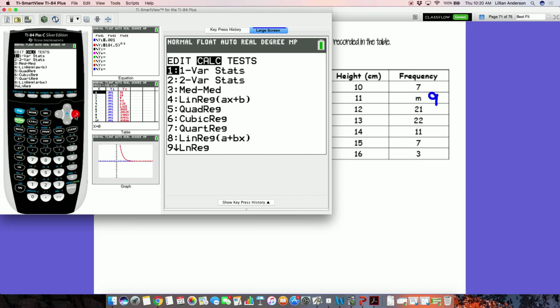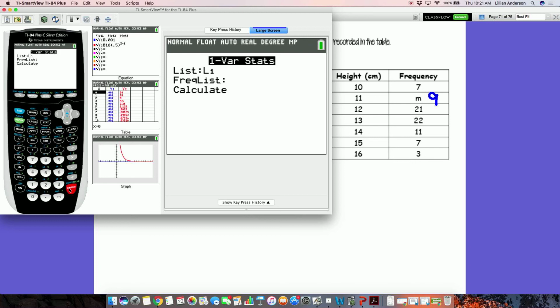The x values, which are the what? The height. The frequency just tells you how often these heights show up. So it's still just one variable that we're dealing with here. Don't worry about two-variable statistics, just one. The one variable here is the heights. So we go here. If your calculator looks like mine, this time, do we have a frequency list?